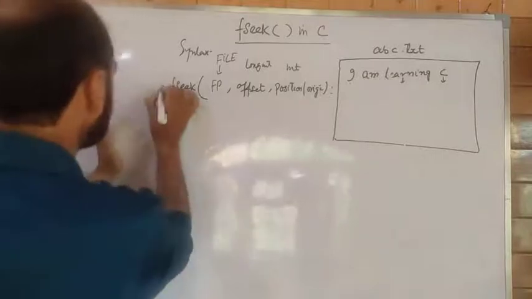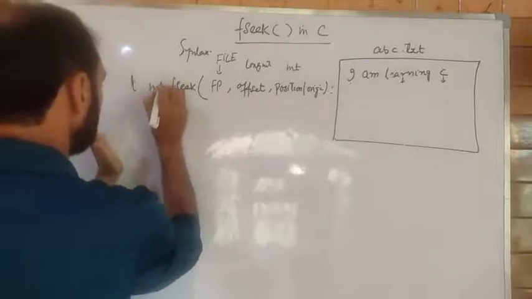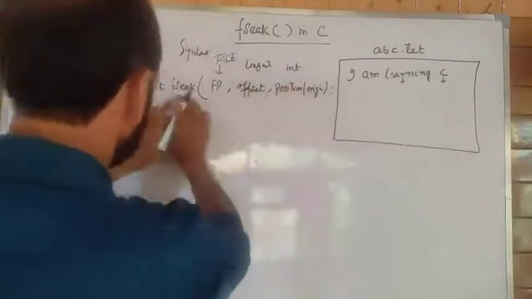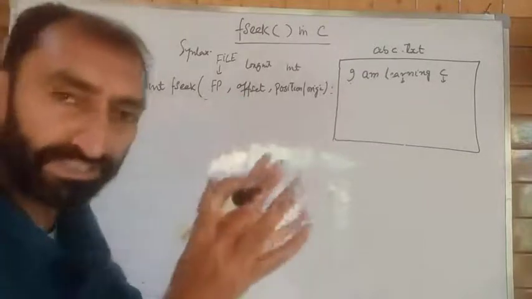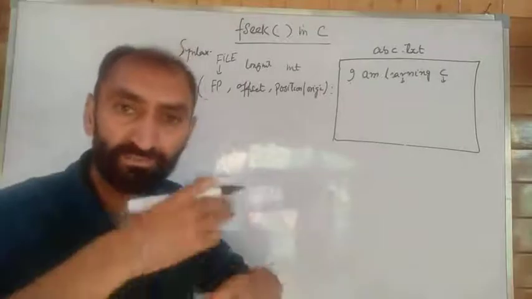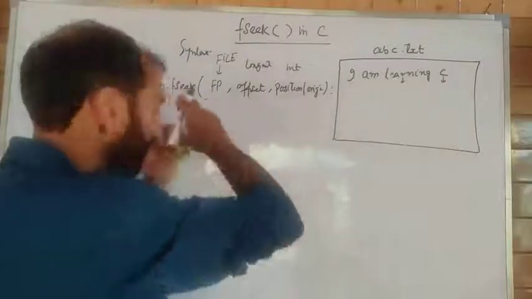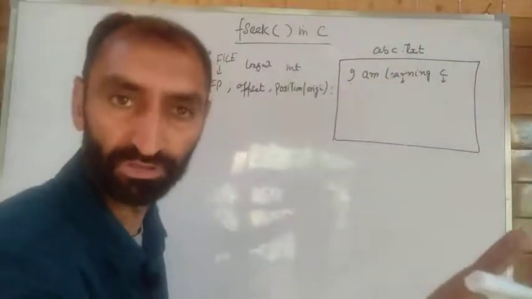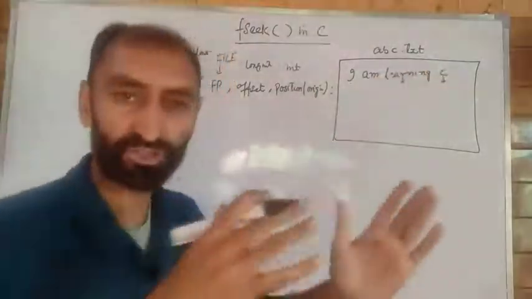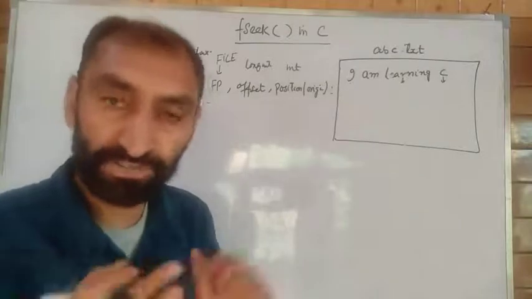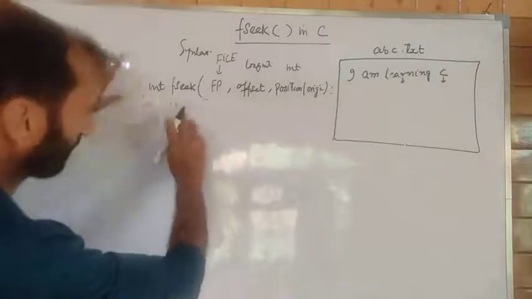The return type of this fseek function is integer. It will return 0 if it successfully moves the cursor. If this function returns 0, we can say that it has successfully moved the cursor from one position to another position. Otherwise, if it fails, it will return non-zero.